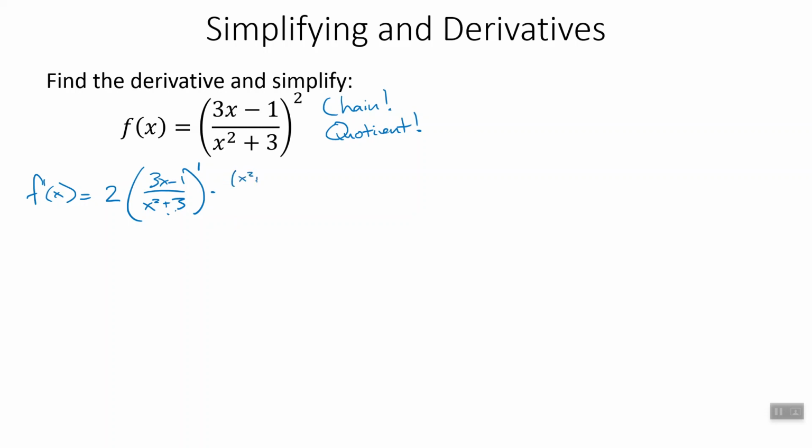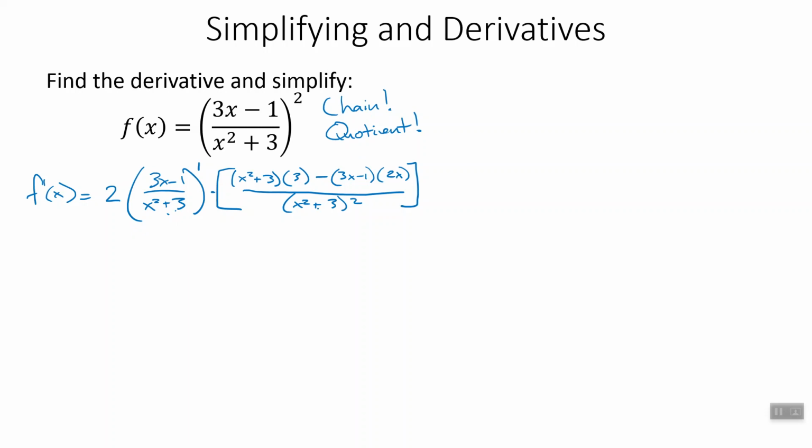So it's low d high: x squared plus 3 times the derivative of the top, which is 3, minus high d low, (3x minus 1) times 2x, all over the bottom squared, which is (x squared plus 3) quantity squared. So this was the whole times the derivative of the inside, the quotient rule that was part of our chain rule. All right, now we're going to try and simplify so we can bring this together.